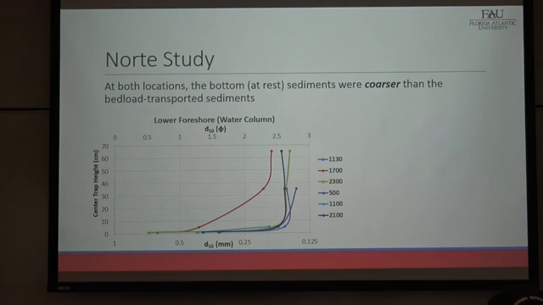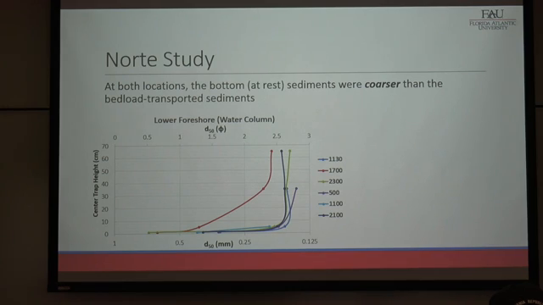All of these samples were analyzed for their grain size. The grain size distribution oftentimes is reported in mean and standard deviation, but in sediment transport, it's really helpful to look at what's called the D50. The D50 is basically where half of the sediment is larger and half of the sediment is smaller. So it's supposed to help represent your bulk sample.